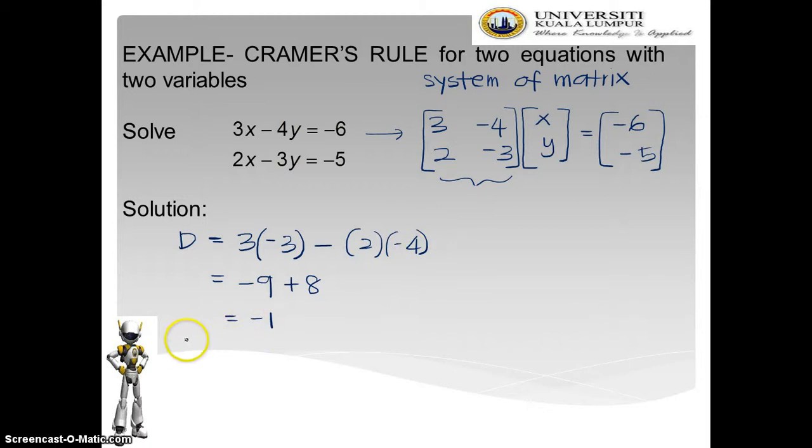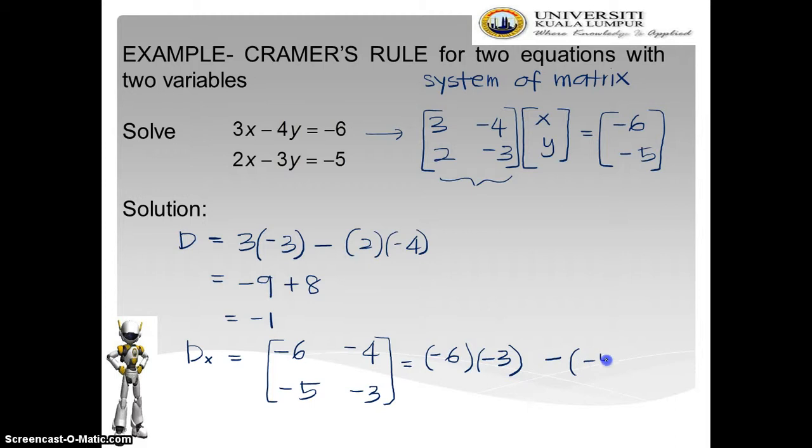Then we have to find Dx. For Dx, we replace the x column with the value column, so that we get negative 6, negative 5, with negative 4 and negative 3. We replace this column with this. Then we find the determinant of that, which we call Dx: negative 6 times negative 3, minus negative 5 times negative 4. Then we get positive 18 minus 20, which gives negative 2.